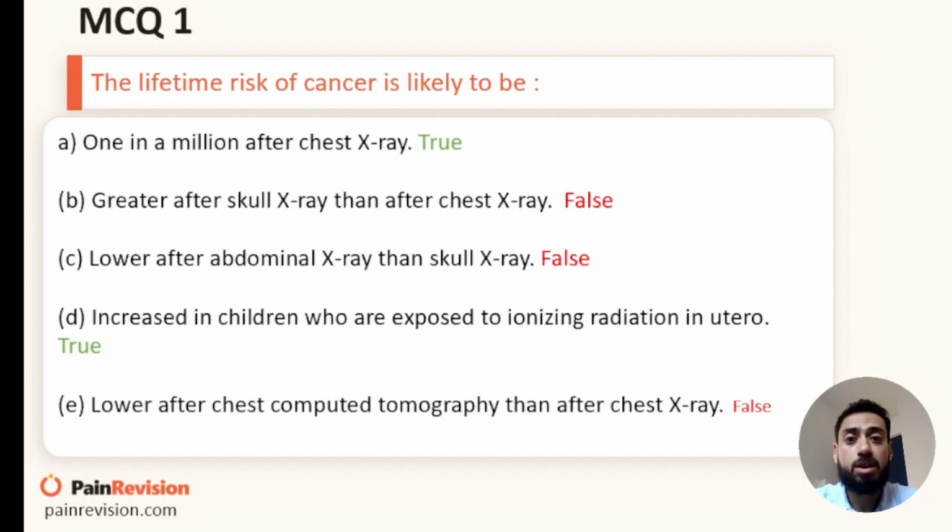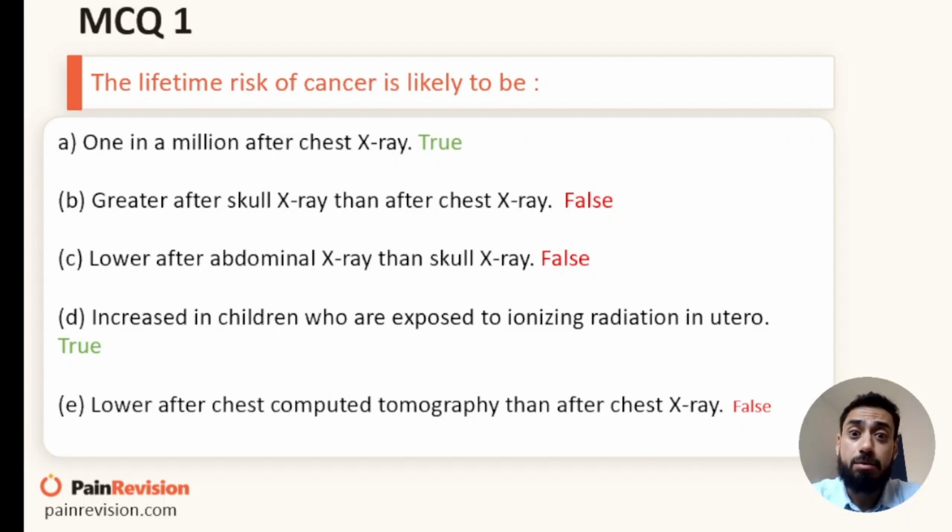For A, 1 in a million after a chest X-ray. Even if you don't know the figure, you are aware that the likelihood of a chest X-ray causing damage is pretty minimal. So it is probably likely that the probability of getting cancer from a chest X-ray is very low. So if I were a guessing man, I would say that 1 in a million is probably a true answer.